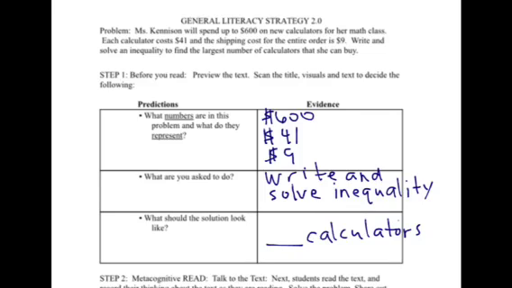If she buys 12 calculators, it will cost $9 to get them shipped. If she buys 1,000,000 calculators, it'll cost a total of $9 to get them shipped. So that's not going to change in the problem. What's going to change is the amount of calculators she buys. So write and solve an inequality, again, that means less thans and greater thans, to find the largest number of calculators that she can buy.